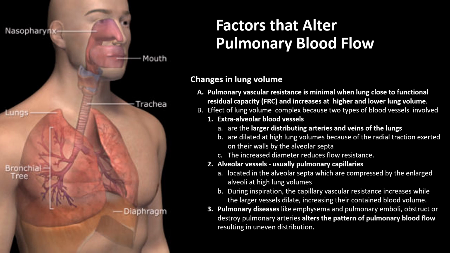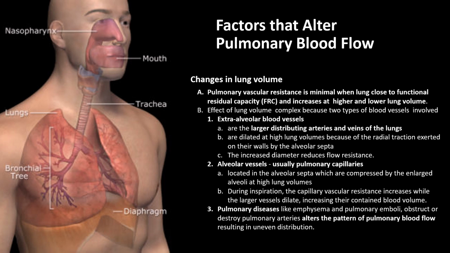Next are changes in lung volume. Pulmonary vascular resistance is minimal when the lung is close to functional residual capacity, or FRC, and increases at both higher and lower lung volumes. The effect of lung volume is complex because two types of blood vessels are involved. First are the extra-alveolar blood vessels, which are the larger distributing arteries and veins of the lung. They are dilated at high lung volumes because of the radial traction exerted on their walls by the alveolar septa. The increased diameter reduces flow resistance.